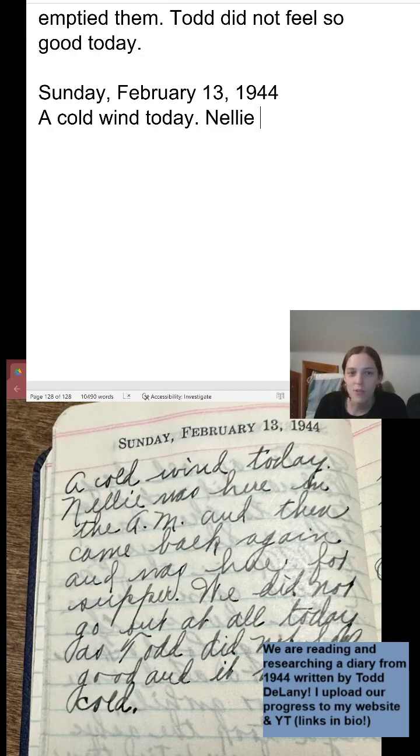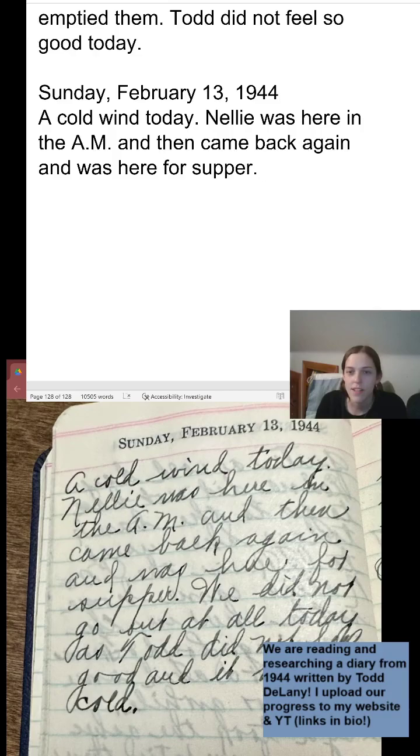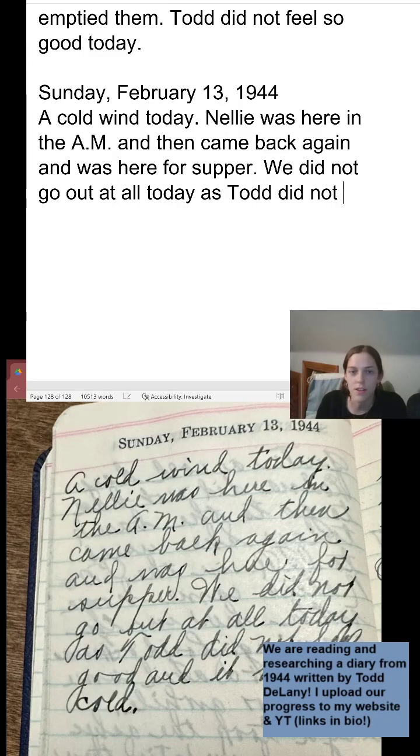So, a cold wind today. Nellie was here in the AM and then came back again, and was here for supper. We did not go out at all today, as Todd did not feel good, and it was pretty cold.